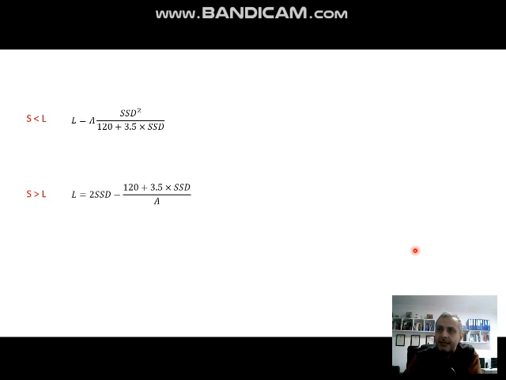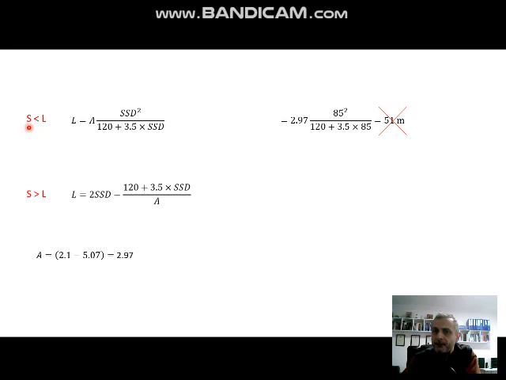So for a sag type vertical curve, there may be two possibilities, whether S is smaller than L or S is bigger than L. For S smaller than L, use this formula. A, to remind, 2.97 times 85, we've just calculated, squared, divided by 120 plus 3.5 times 85. That gives me 51 meters. Is 51 meters indeed bigger than S, 85? No.